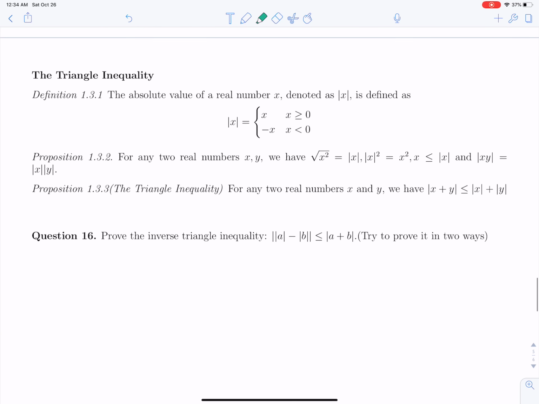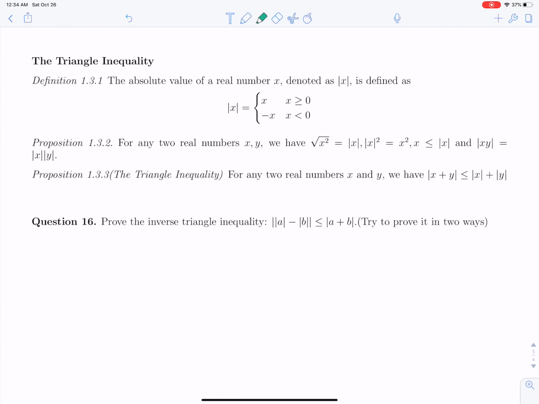Let's move to the next topic, the triangle inequality. Okay, I don't want to emphasize it too much, but I have to say triangle inequality is really important. Really, really, really important. Probably not in this course, but in analysis, in functional analysis, we use it all the time. Please make sure you know this. Definition here, I'm not going to emphasize it. Read it yourself. You should know this by heart. Proposition, yes, you need to know this as well.